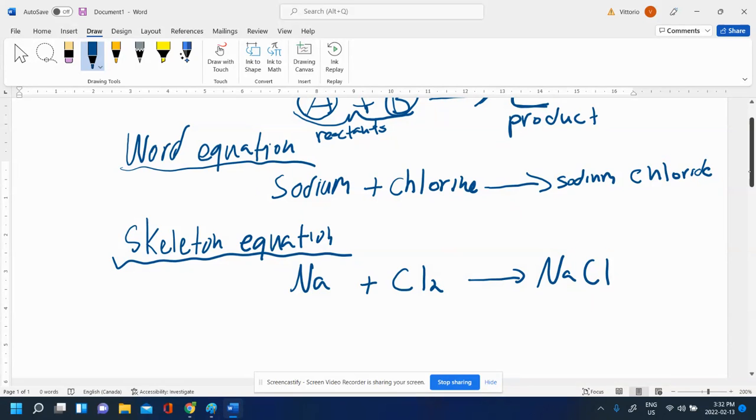Generally, in skeleton equations, you can put states in there. For example, I might say it's solid sodium, this one is in the gas form, and this one is solid sodium chloride. So I can actually put states in this case.